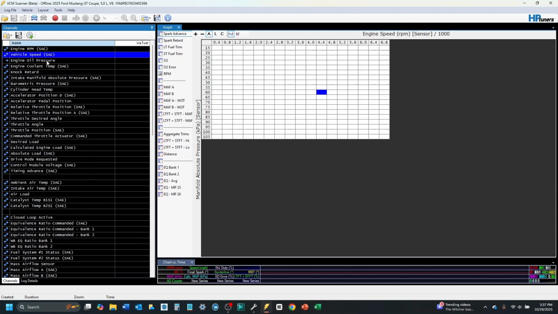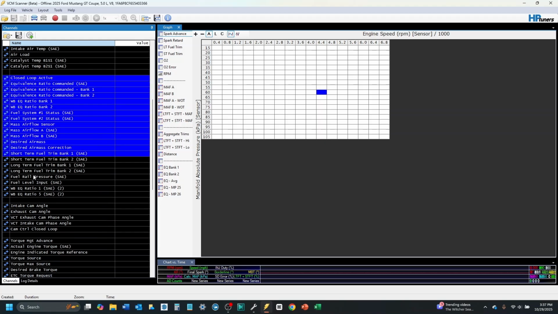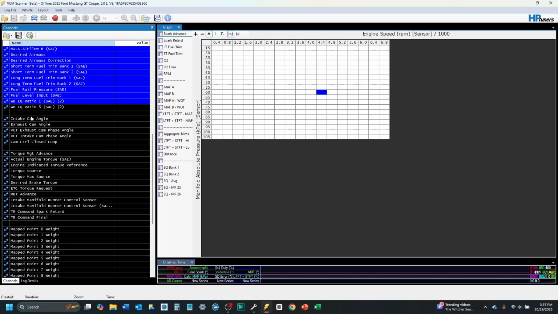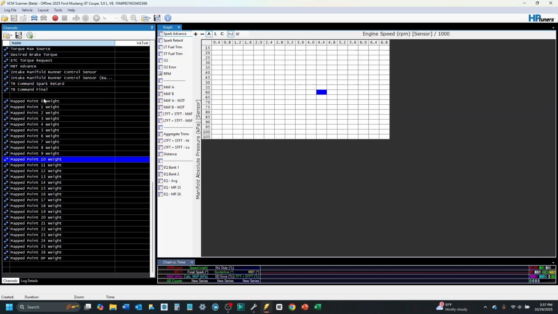So for example, I have some general stuff up top. I have some air stuff. I have all my fuel stuff in one spot. VCT stuff, right? Torque stuff. Okay, and you'll see down here I have captured mapped points 0 through 26 and the OP. Okay, when I log, it will show which mapped point is active, and that means that's the volumetric efficiency table, the speed density table that it is pulling from.